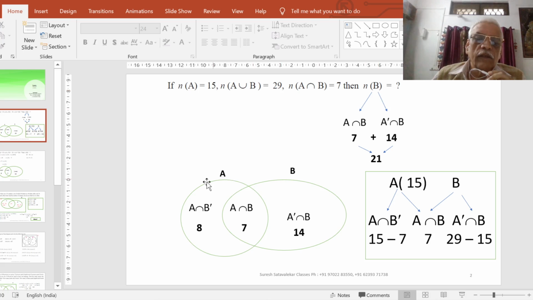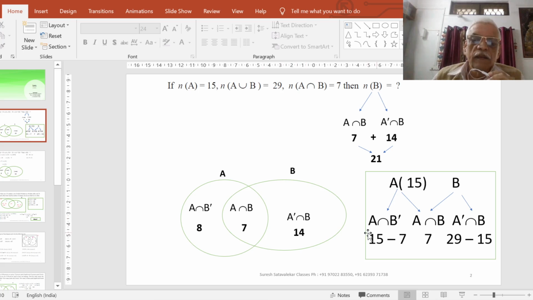First we draw the Venn diagram. This is the set A, this is the set B. This is the common part to A and B. This is called A intersection B. This part you will find that A is there but B is not there, so this can be called A intersection B complement, A intersection B dash. And this part can be called A is not there but B is there, so A dash intersection B.